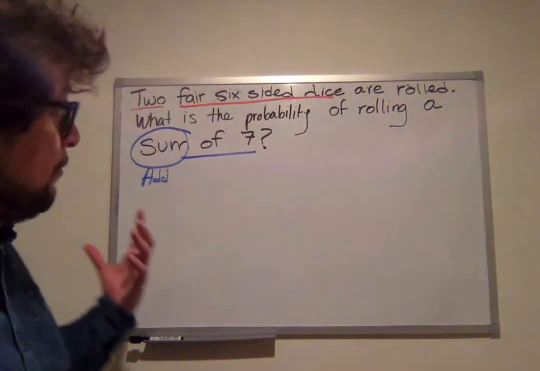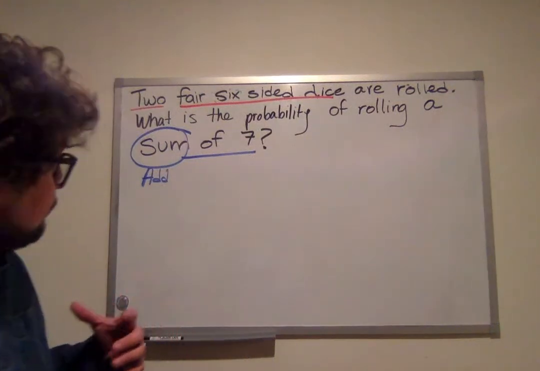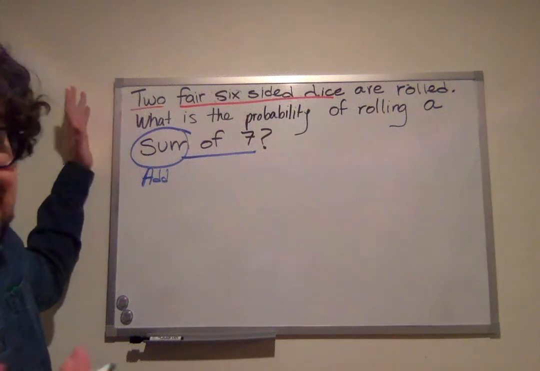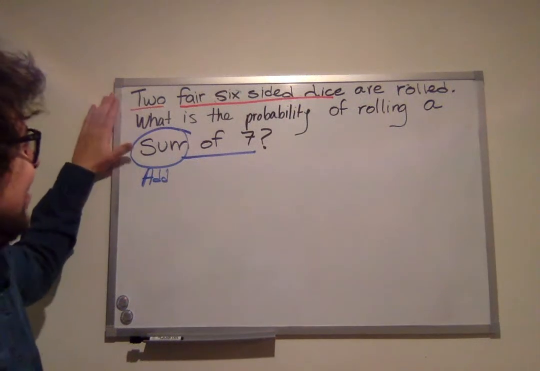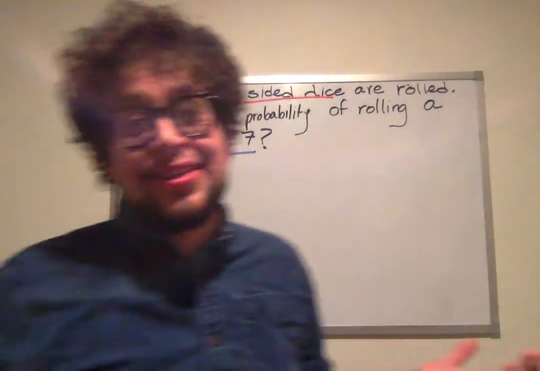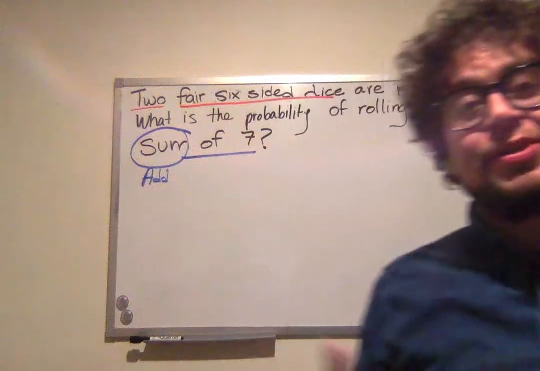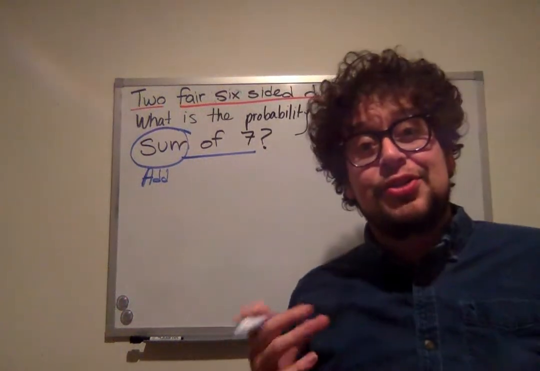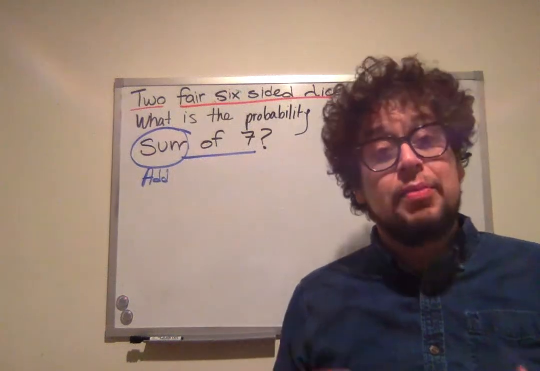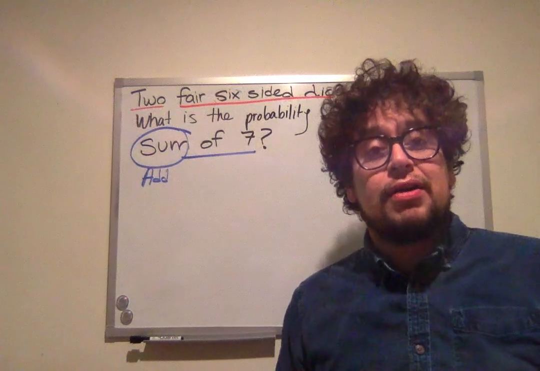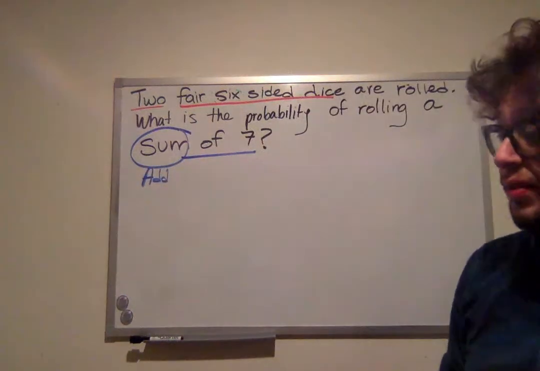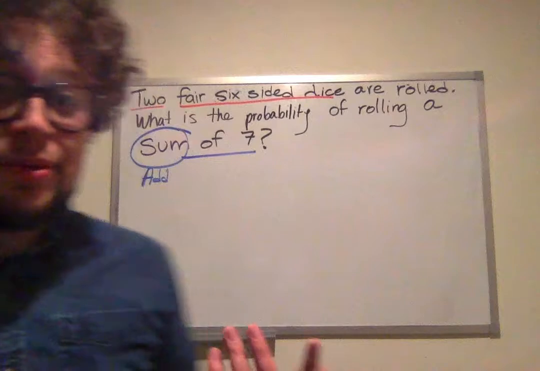Okay, so the first thing I want to do is reading it. The second thing is we're now just going to make a table, okay? So we're going to set up a little table so we can figure out how many total events we have, and also to figure out how many of our events are going to give us an outcome with a sum of 7, okay? So let's make the table.